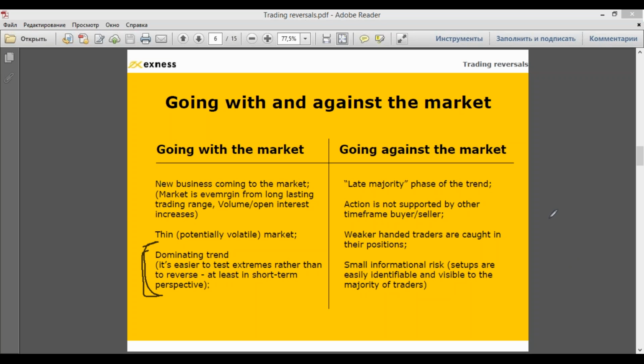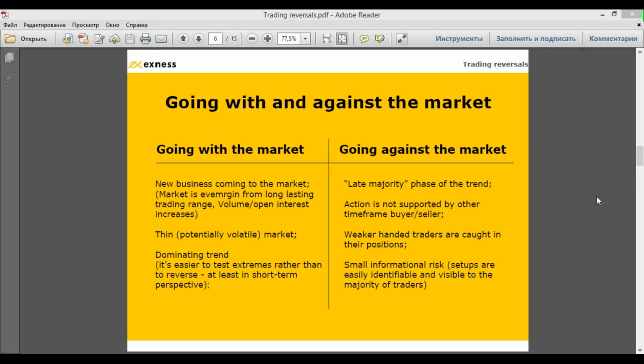When do we want to go against the market? We want to go against the market when we have an outdated trend, when the late majority phase of the trend is in play. Some of you may know the diffusion model. We have early adopters, early majority, and late majority. Late majority is a culmination, a final stage of a trend. Also, we want to know whether the action is not supported by another time frame, buyer or seller. When the market is dominated by day traders, we want to go against the market, because short-term traders and day traders build insecure positions, and we might see rapid liquidation to the downside if we had buying activity, or to the upside if we had selling activity.